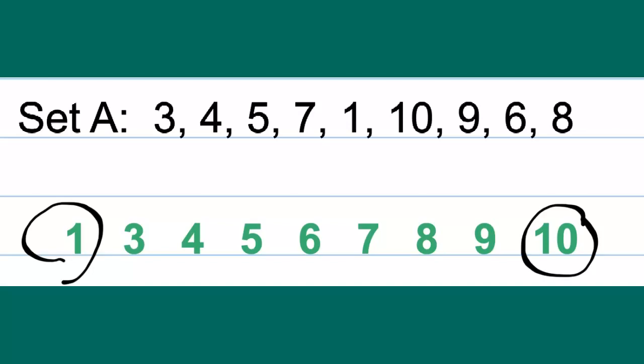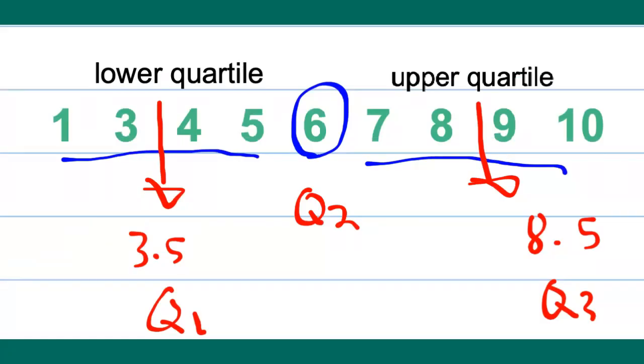What are other numbers that we need? Other than the lowest number and the highest number, or the minimum and the maximum, we need to know the quartiles. We solved this already before. So we arrange this in order. We find the middle number, which is Q2. And then on the lower half, we find the median again, which becomes Q1. And on the upper half, we find the median again, which is our Q3. So the 5 numbers that we need are the lowest number, Q1, Q2, Q3, and the maximum number, or the highest number.